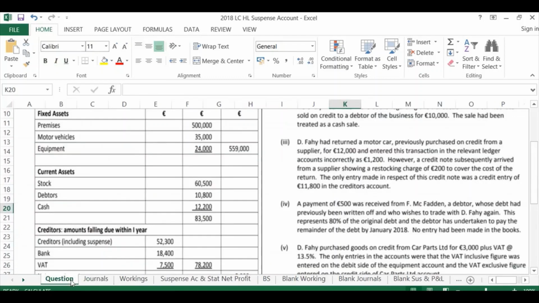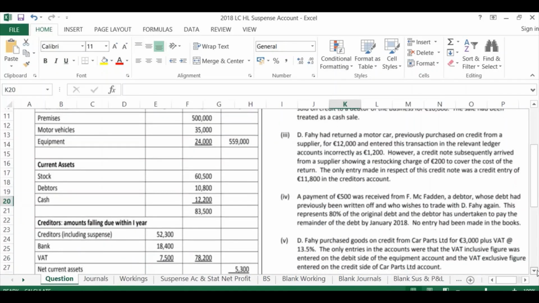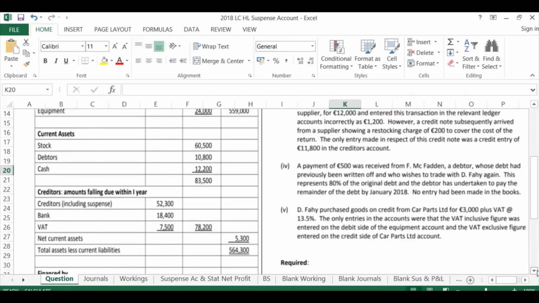The fifth entry, our last entry, says that DFAT purchases goods on credit from Car Parts Limited for 3,000 plus VAT at 13.5%. The only entries in the accounts where the VAT inclusive figure was entered in the debit side of the equipment account and the VAT exclusive figure entered on the credit side of the parts account. So if he purchased goods on credit, he should have debited purchases with 3,000, debited VAT with the VAT amount, and credited the full amount. That's what he should have done.